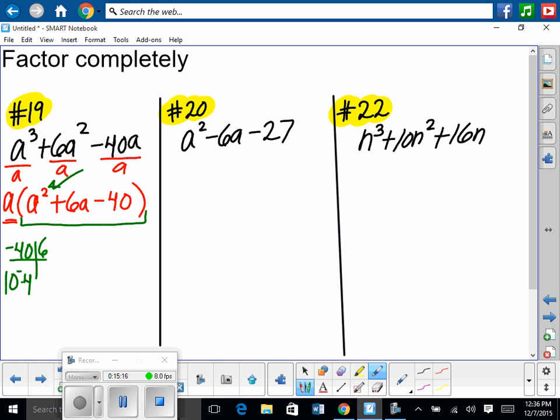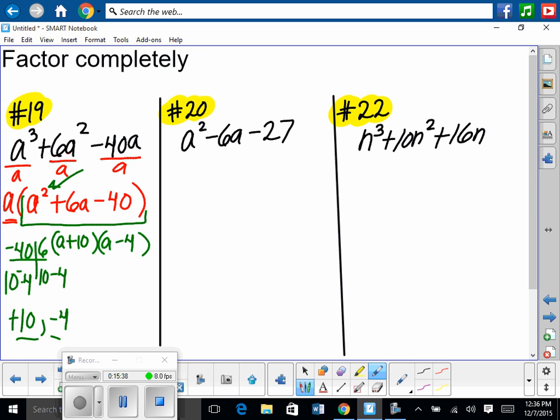Now look, is your a value 1? Well, in front of a squared is a 1. So we know our a value is 1. So we can quick factor this. Now once again, this is 10 minus 4. So our factors are positive 10 and negative 4. And we can quick factor this. So it's going to factor to be a binomial with those two things. So it's going to be a plus 10, a minus 4.